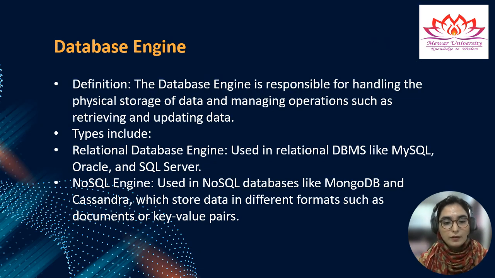Then database engine. The database engine is the heart of the DBMS. It handles the actual storage and retrieval of data. There are different types of database engines. First one is a relational database engine. It is used in relational DBMS like MySQL and SQL Server. Data is stored in tables with rows and columns. Then the second is the NoSQL engine, used in NoSQL databases like MongoDB. It stores data in different formats such as key-value pairs or documents, making it suitable for handling unstructured data.